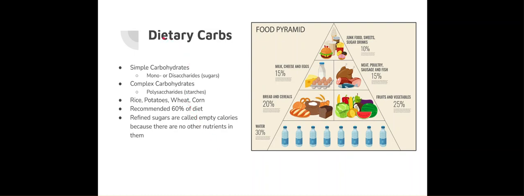And then finally, dietary carbs, kind of coming back to that. Dietary carbs are made up of simple carbohydrates, mono and disaccharides. These are often referred to as sugars. Also complex carbohydrates. These are polysaccharides or starches. Again, these dietary carbs come in rice, potatoes, wheat, corn, and these things. They also could come from fruits and vegetables. It is recommended that 60% of your diet be carbohydrates.